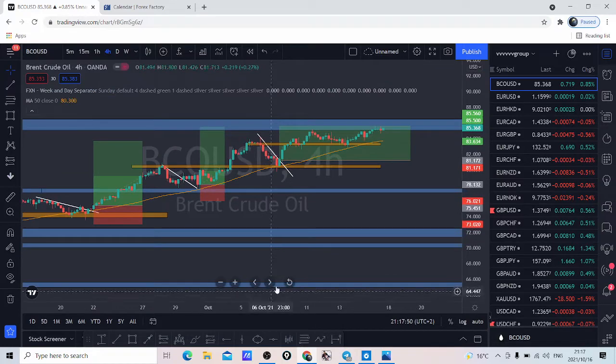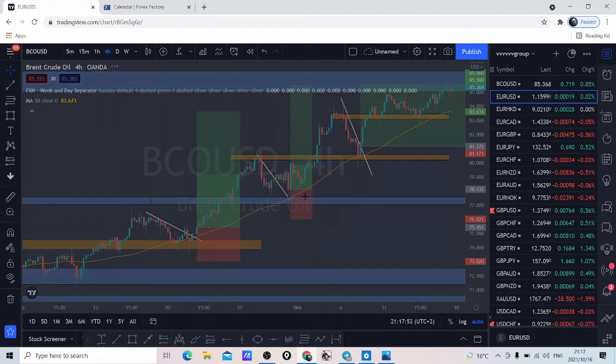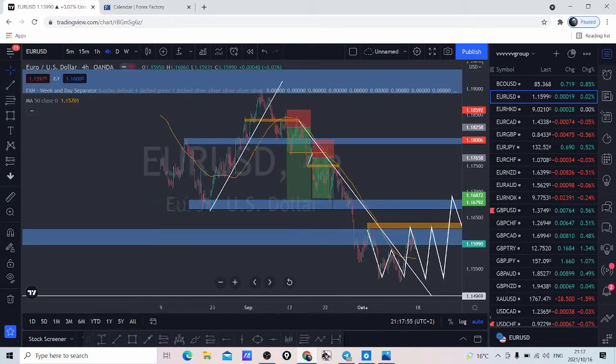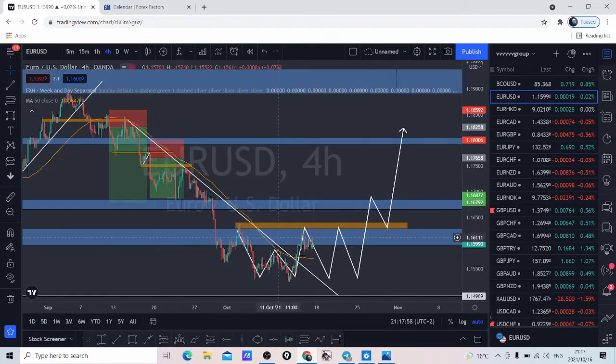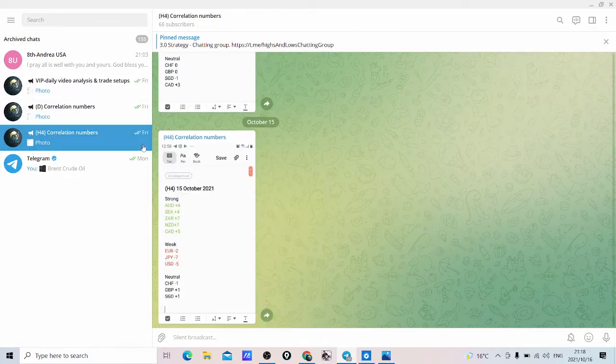Okay, so let's jump now into Euro USD. Currently we don't see any setup. As you can see, I'm predicting that the market is going to be choppy. Why? It's because the euro is sitting at minus. Okay, let's check here, guys. Maybe I've made a mistake. Yes, I've made a mistake on euro.